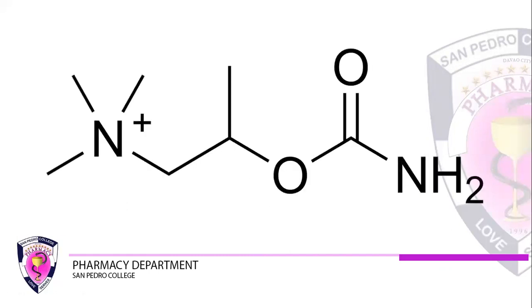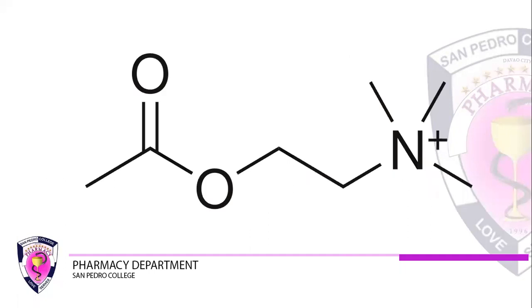Another modification is this one, the addition of a methyl group at the beta carbon and the substitution to a carbamate. So this one, aside from greater muscarinic activity, has also a greater oral stability. So pwede siya i-orally administer. And this one, it's your acetylcholine molecule. So as you can see, yung dalawang na-mention earlier, they bypassed the disadvantages of using acetylcholine alone.